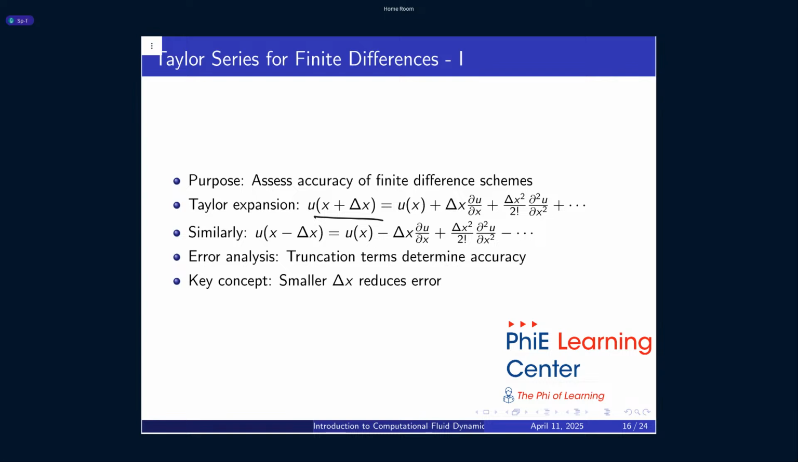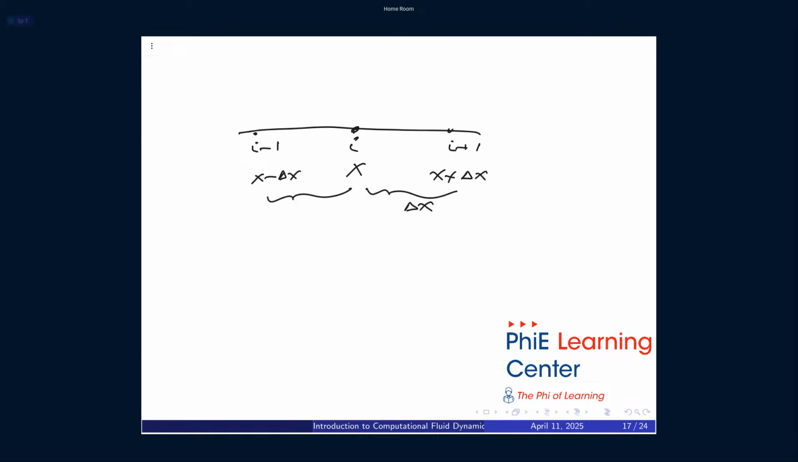Let's say I have a domain like this. Let's say I have i plus 1 and i minus 1. This is x minus delta x, x plus delta x, where delta x is the difference between any two nodes. We'll consider the same delta x between each and every node. This form of discretization is called the structured grid approach.